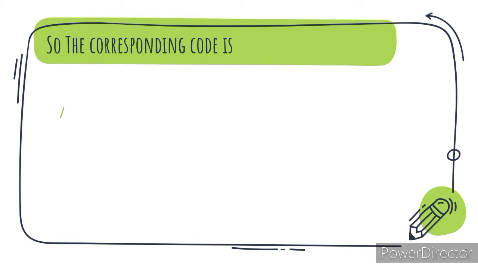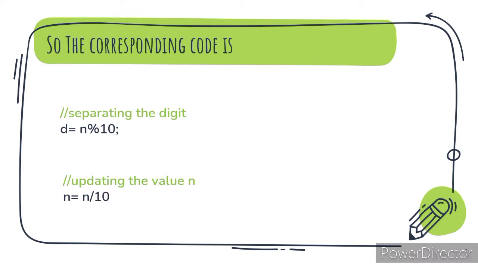So what will be the code for it? The first thing that we did was n modulus 10, which we consider as d, the digit. The next is we updated the value of n as n = n/10. And how many times are we going to repeat this? We are going to repeat this process till the number is greater than 0, that is, while n is greater than 0.